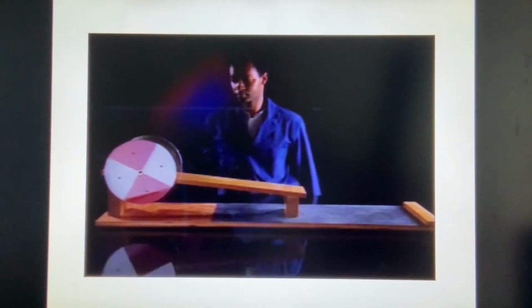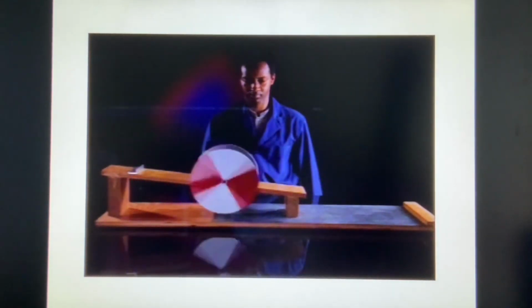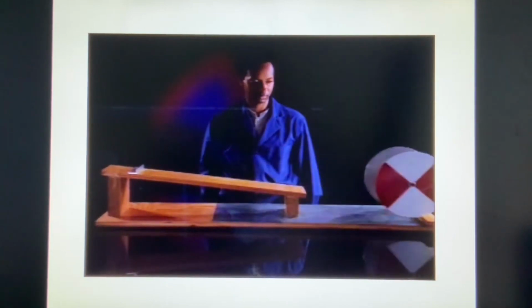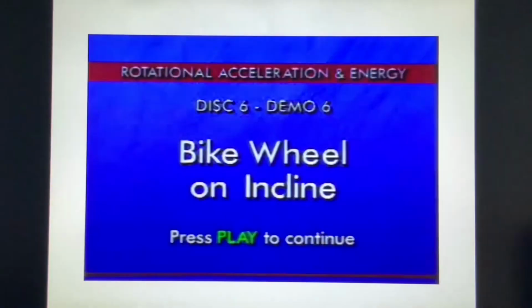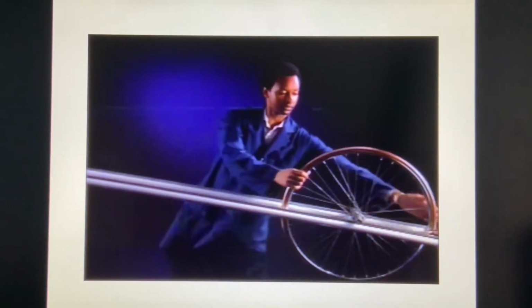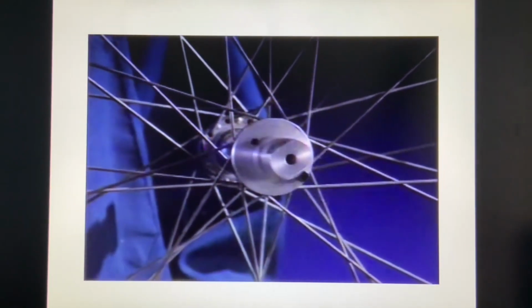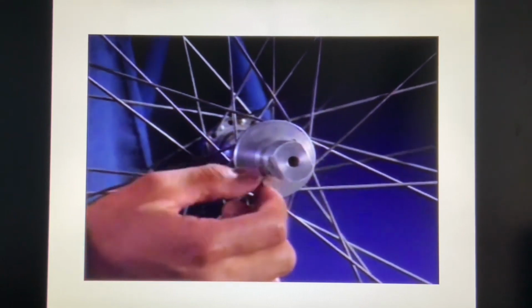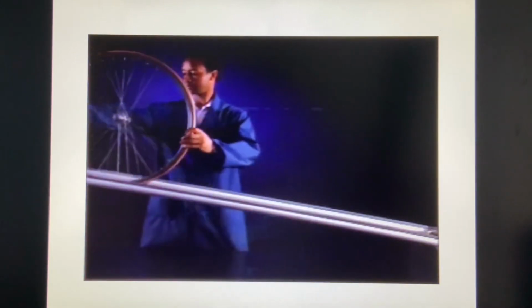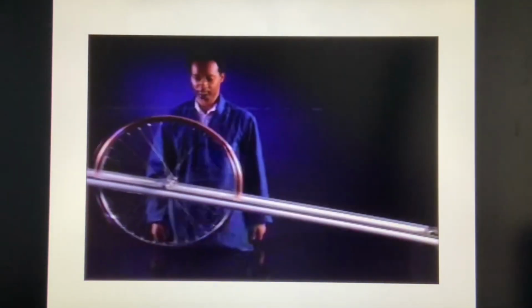Here's the action again. This bicycle wheel has a weighted rim and an axle that can either rotate freely or can be locked to the wheel. If we put the wheel on this inclined track with the axle free to rotate, the wheel moves down with only the axle turning.